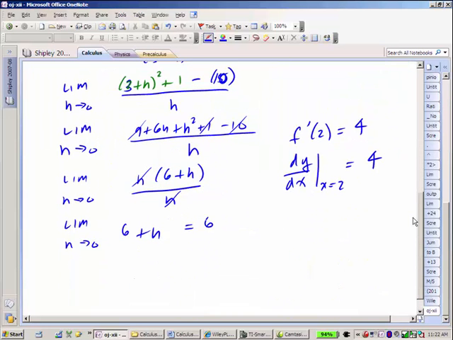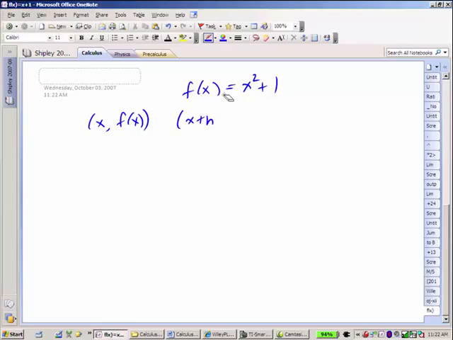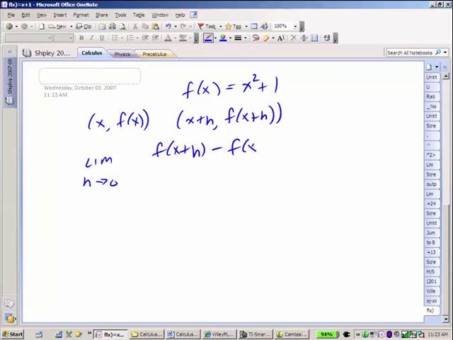Can I try doing this problem again? Instead of picking the point 2, I'm going to pick the point x, f of x. And what's a point that's really close to x? x plus h, f of x plus h. Alright, this is not for the algebraically faint at heart. You ready? We get f of x plus h minus f of x all over x plus h minus x.